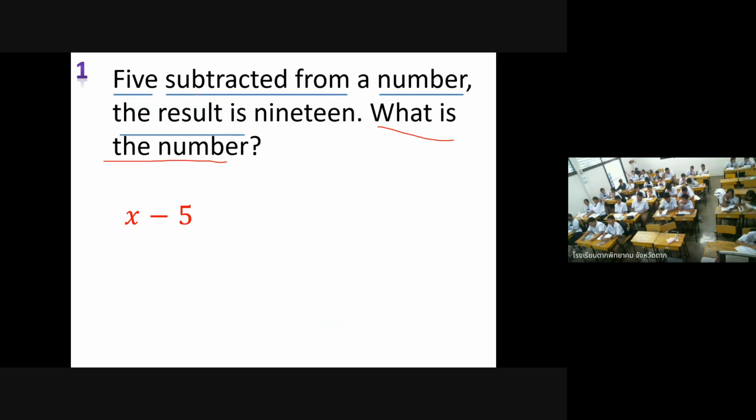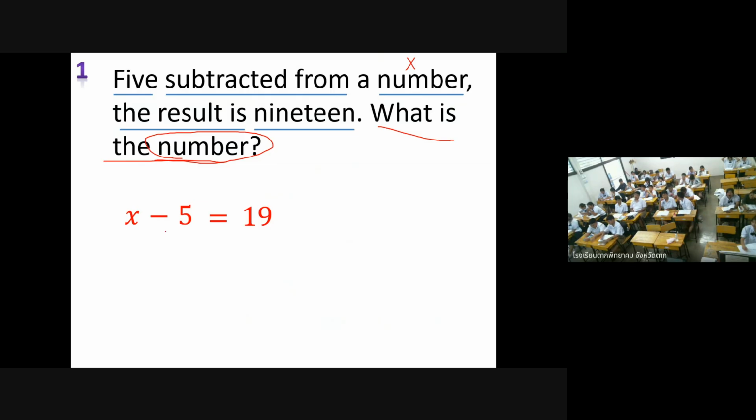The result is 19. Now everyone, we know that the number is letter X. The question is, what is the number? So we need to solve for the value of X.